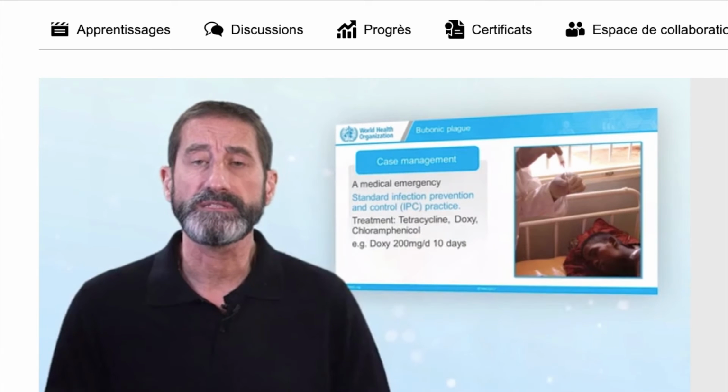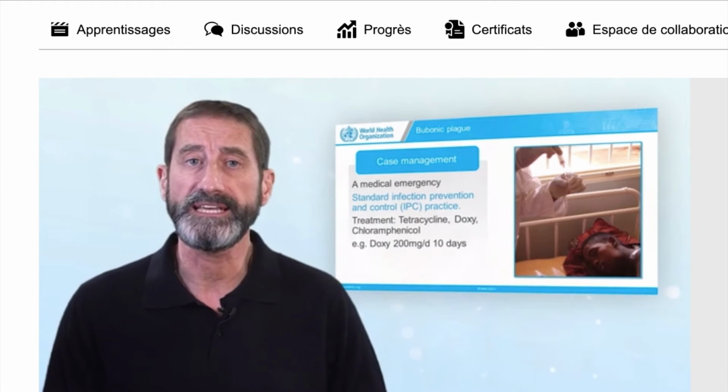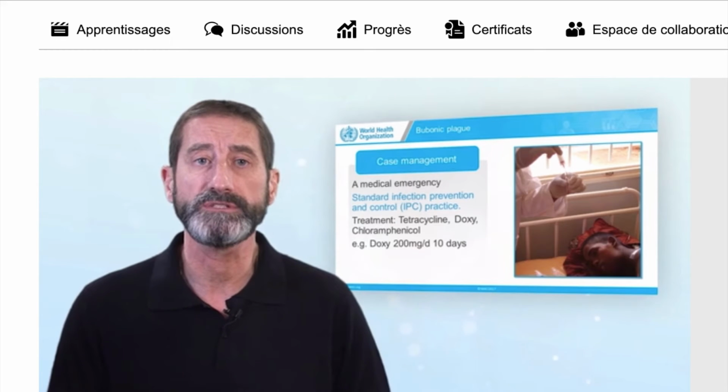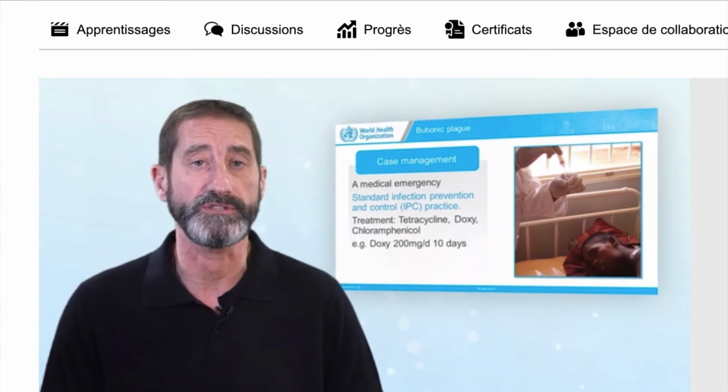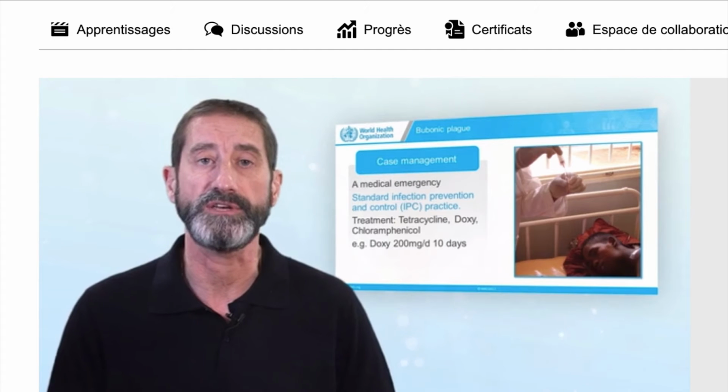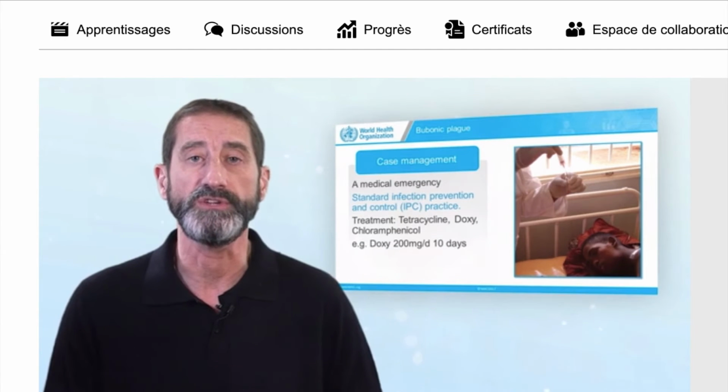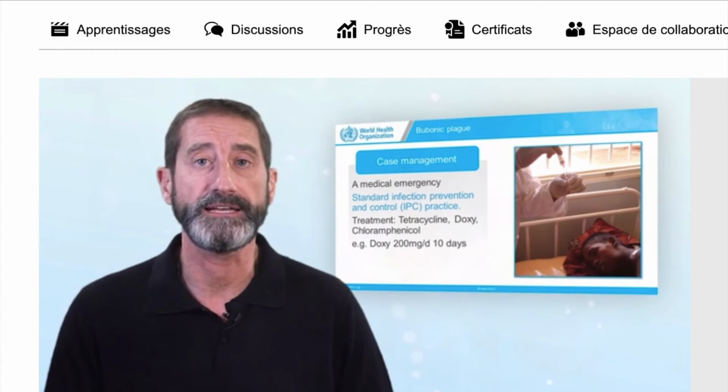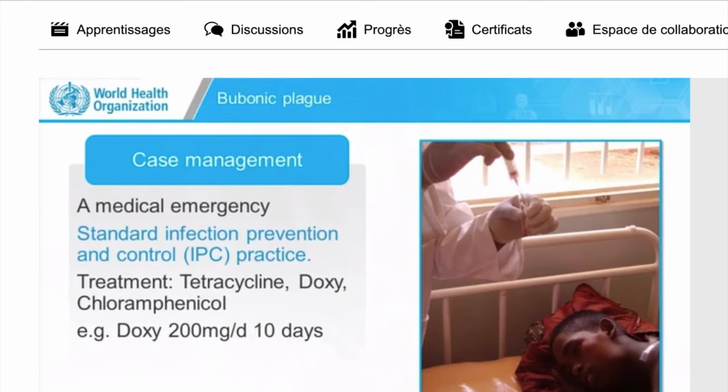For the case management, first it's important to maintain the standard precautions for blood and other body fluids because there is a risk of contamination if you are in direct contact with infected body fluids and you have a skin lesion, for instance. So the standard precautions are very important.